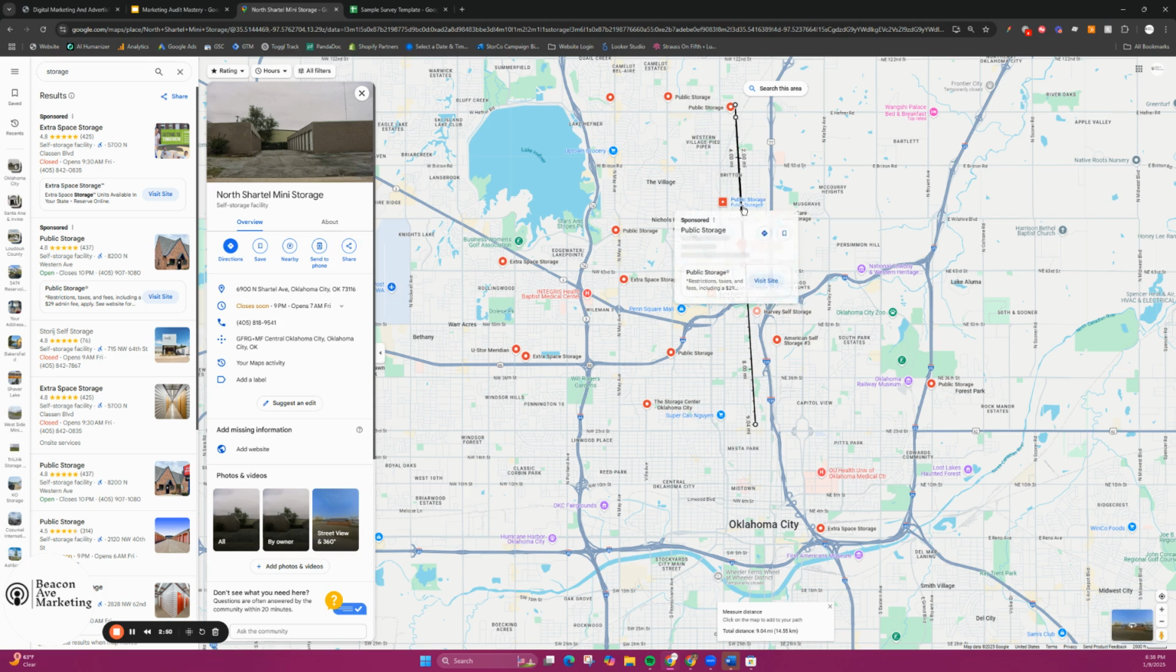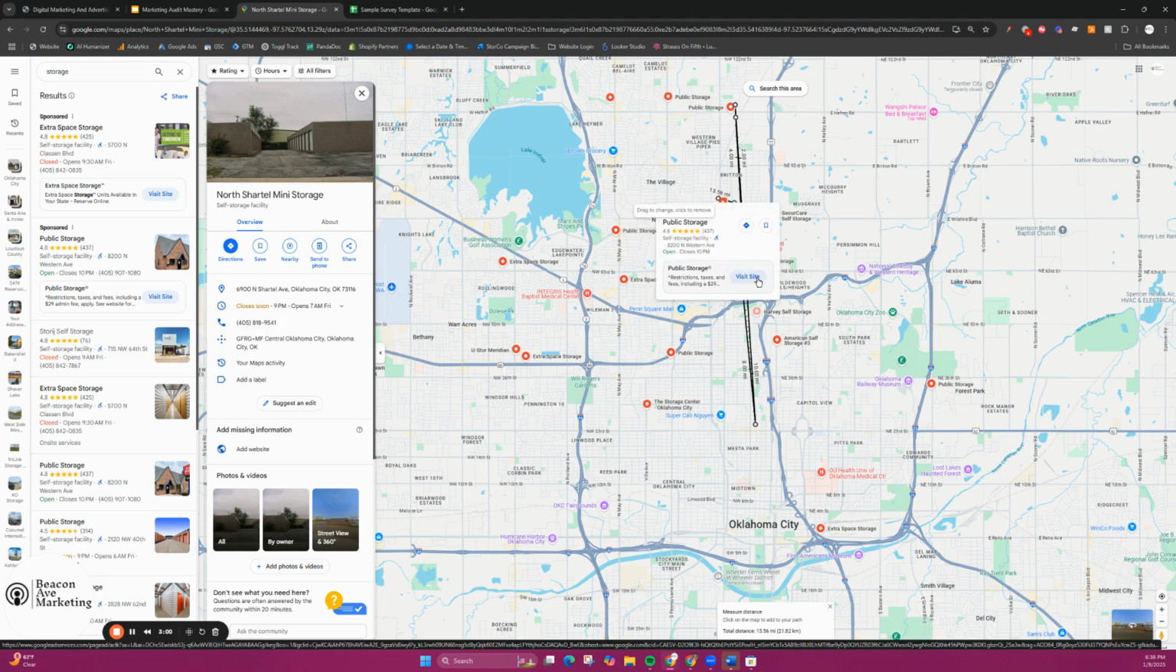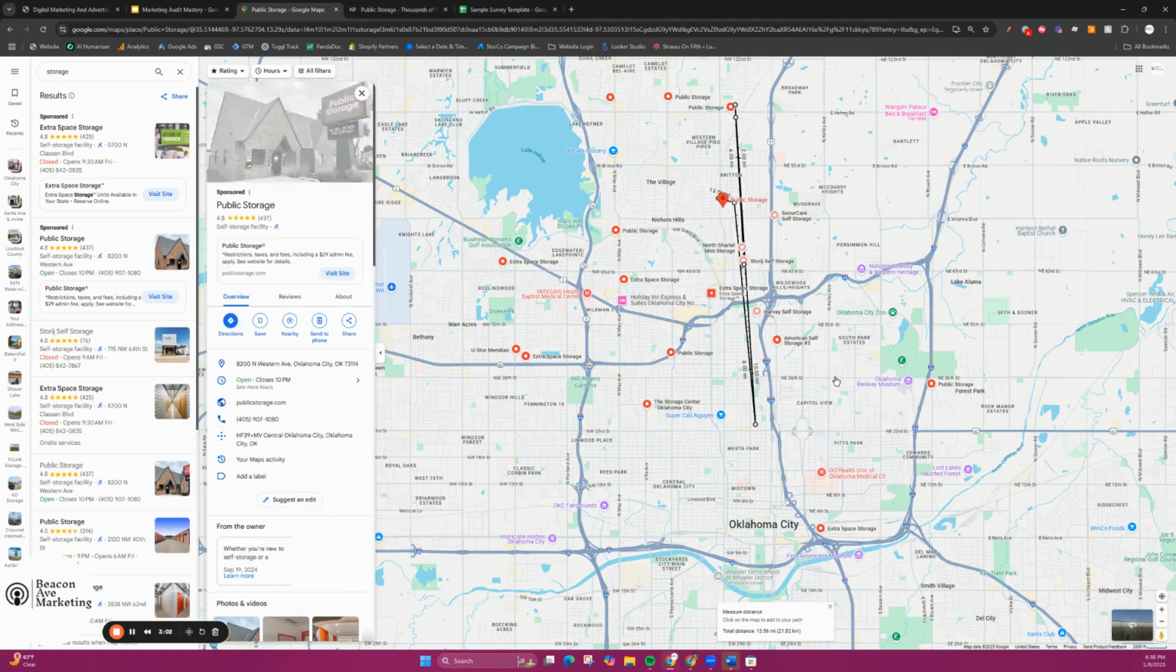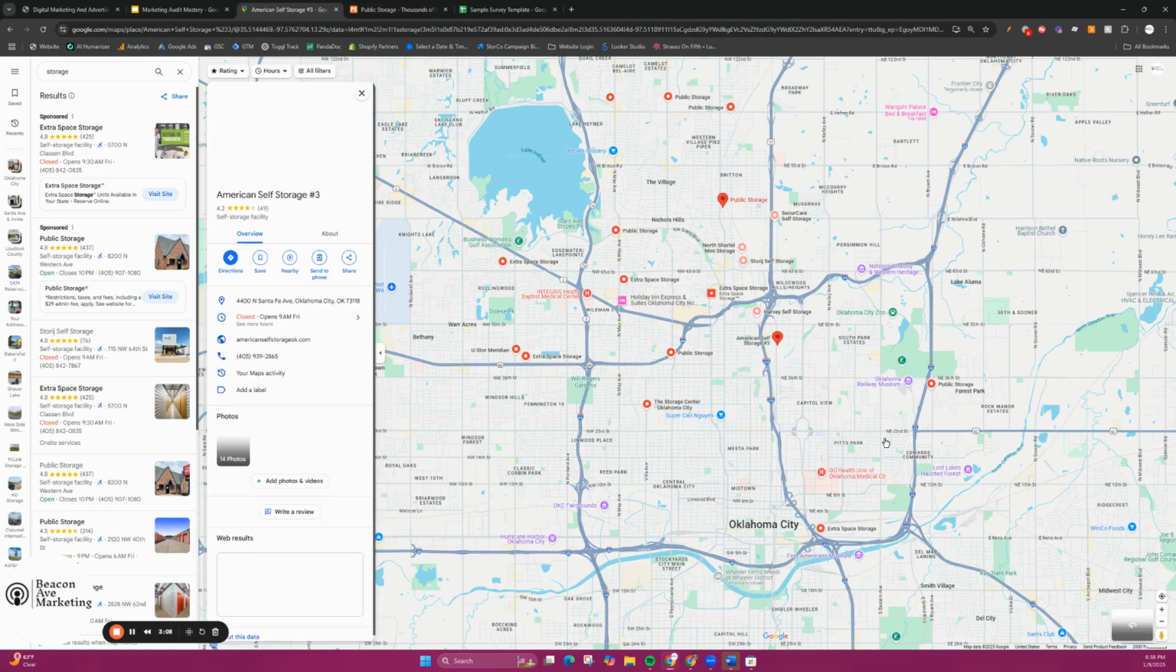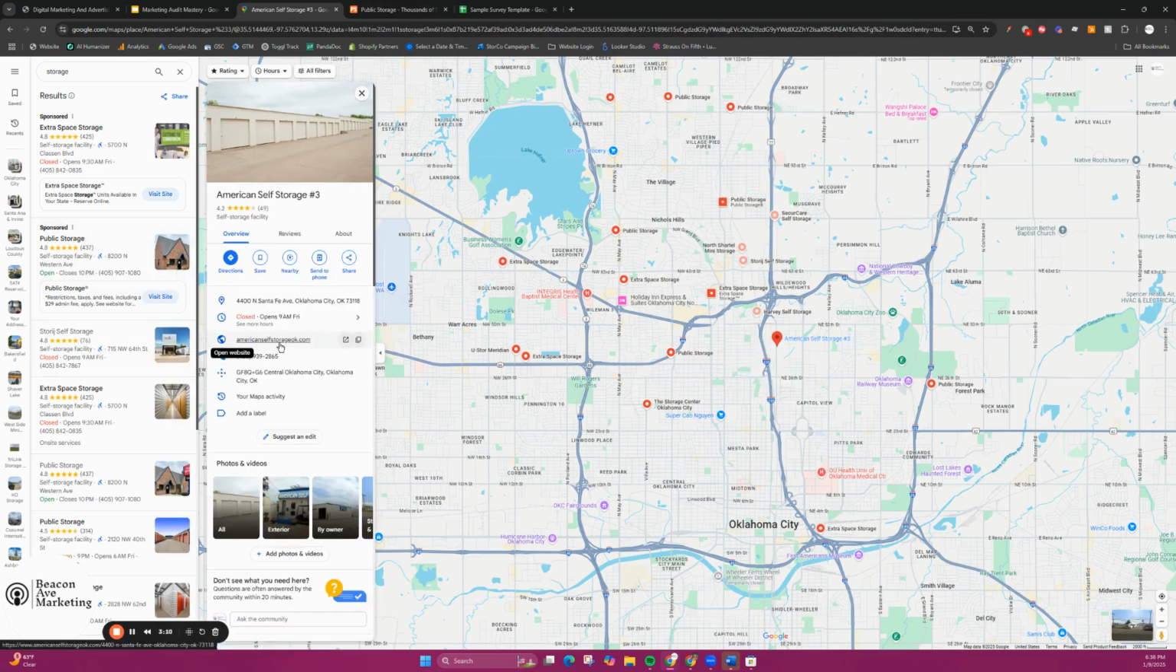Then I just go through and, like I said, click on the ones that are in the area. That one didn't have a website, so the next biggest one is going to be this Public Storage one here. I'll go ahead and click on that. This is the sponsored one, so of course I'm going to click on that. American Self Storage, let's go ahead and clear the measurements because I don't need them. American Self Storage, I'll go ahead and click on that one and bring up the website.